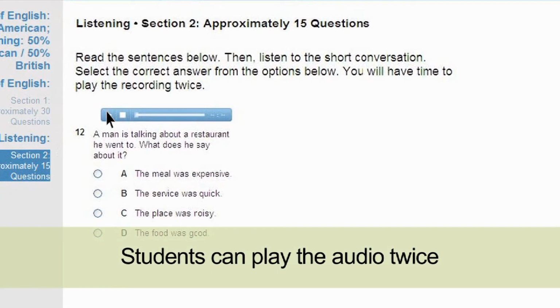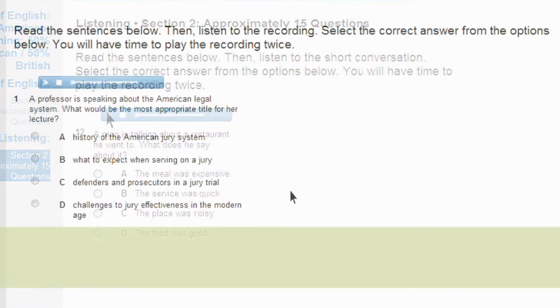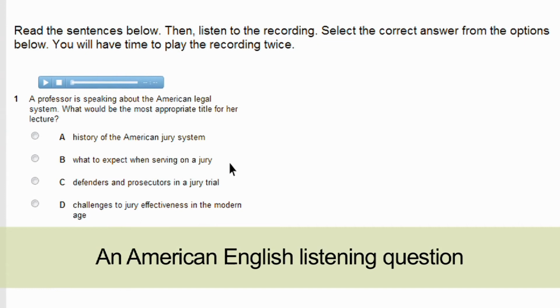Students can play the audio twice if they want to. This question is set at a high level and uses American English accents.